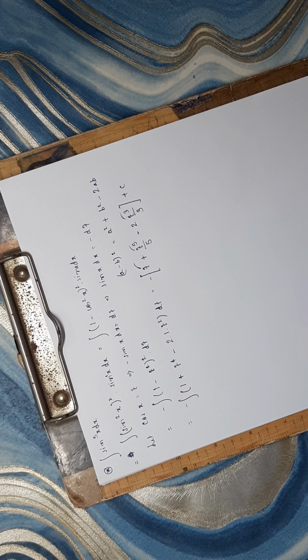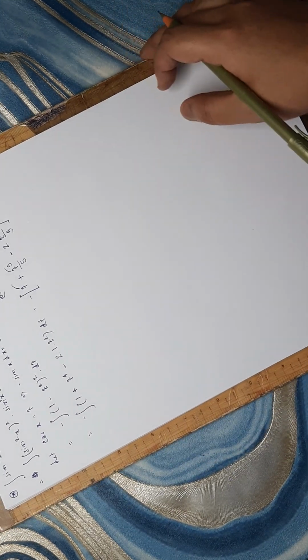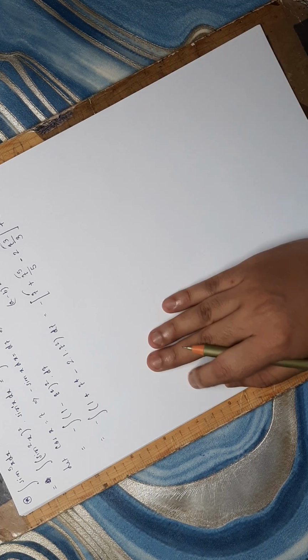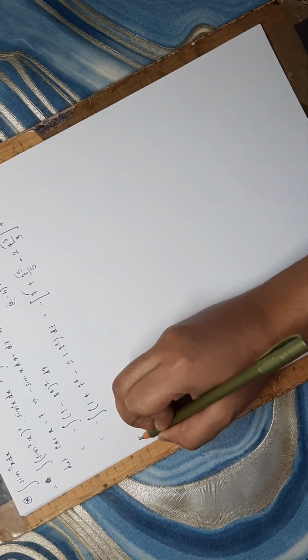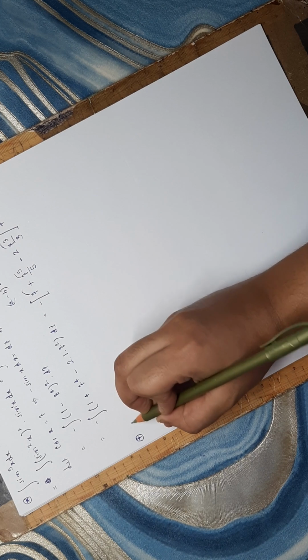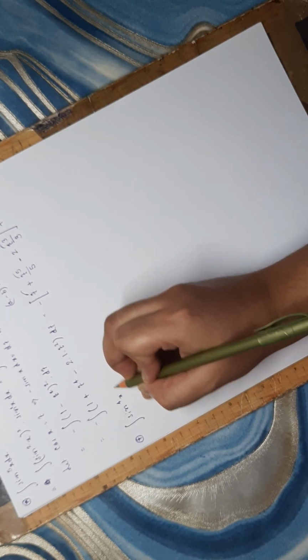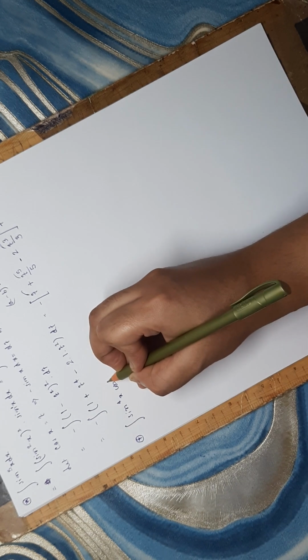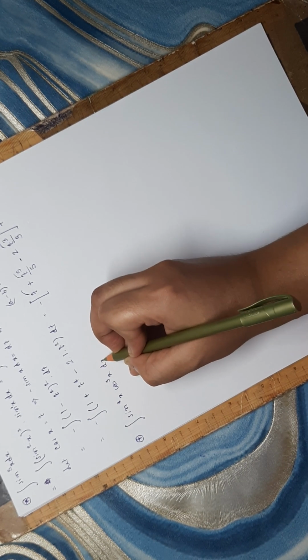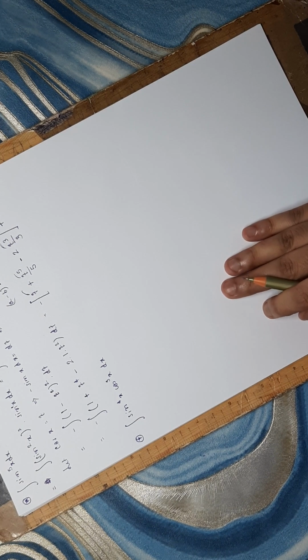I'll give you a few more. All right, next let's say I have the integration of sine 4x cos 3x dx. What about it? Now that we have both sine and cos in our integration problem, how do we approach?